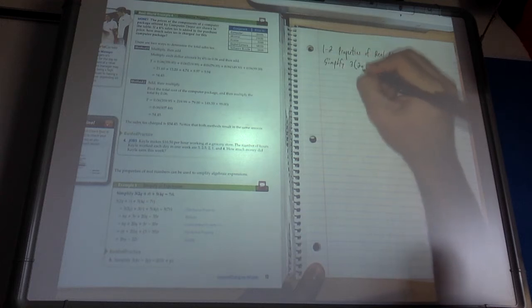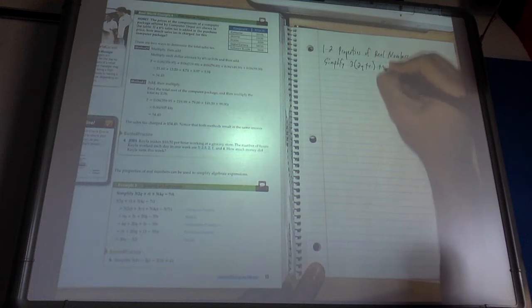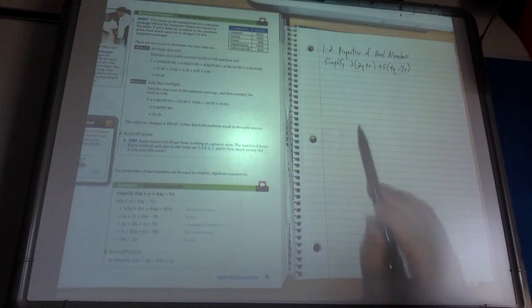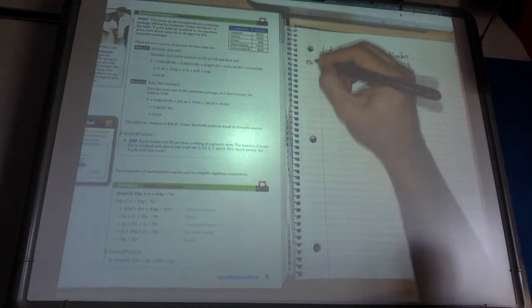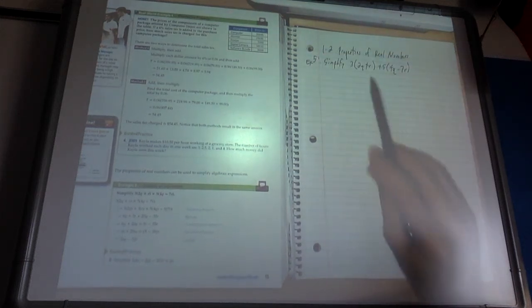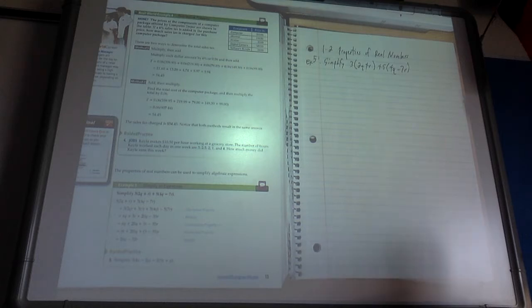3 times 2q plus r plus 5 times 4q minus 7r. And they want us to simplify. Okay, and again, we are in example 5. As we do this, we are going to do PEMDAS. So we've had that lesson. We should be good with it. So that means, hey, look in the parentheses first.